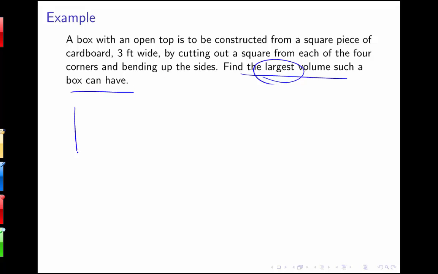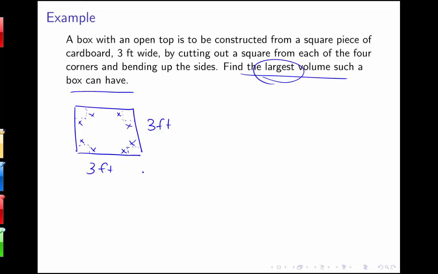So we're told that we've got this square piece of cardboard that has 3 feet in length on each side, and we want to try to cut out a little square from each of the corners, and then we would fold up the sides to make our box. So I've got these little corners that I'm going to cut out. I'm going to call those corners of length x.